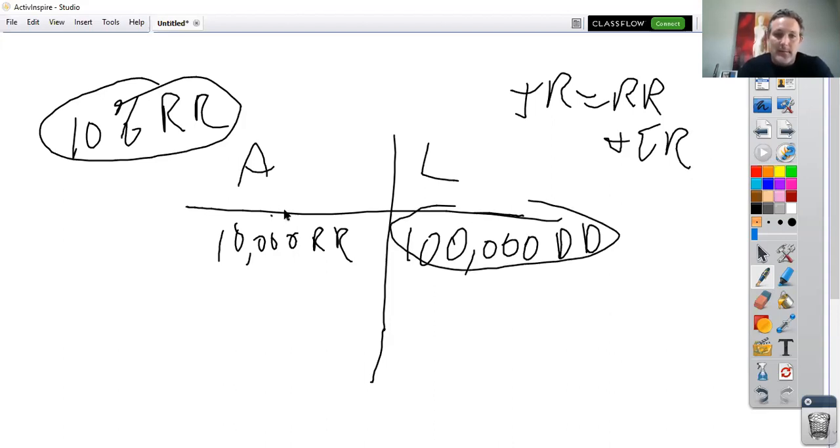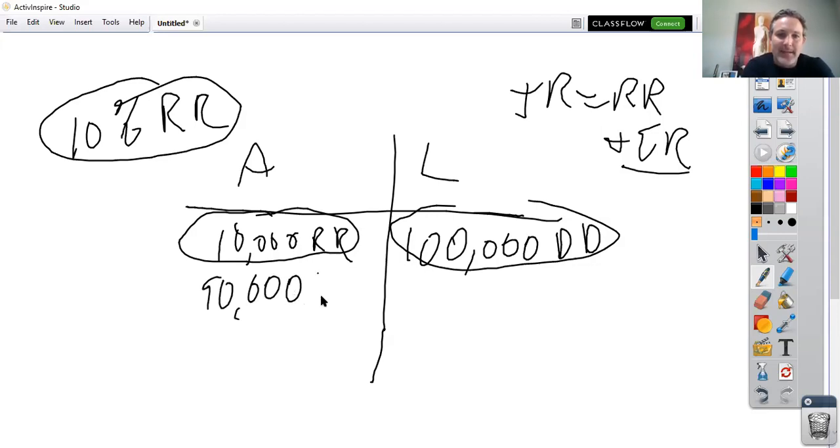10,000 is their, and that's the liability part of it. 10,000 is their required reserves. So 100 minus 10 means 90,000 of that is excess reserves. Excess reserves normally becomes loans. All right. I've seen them say that.